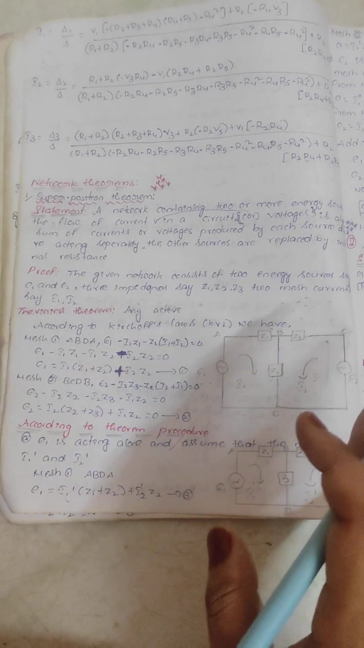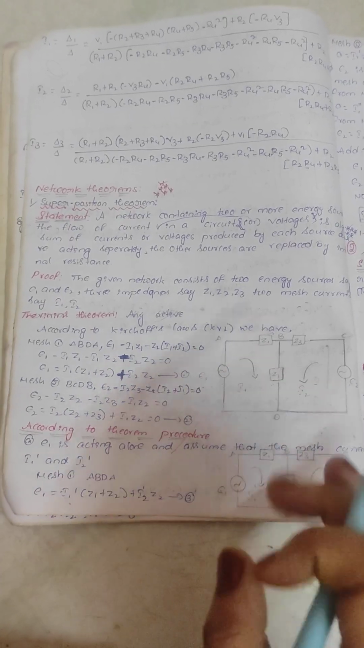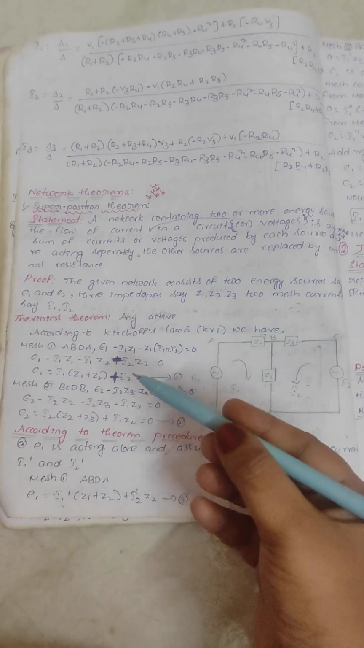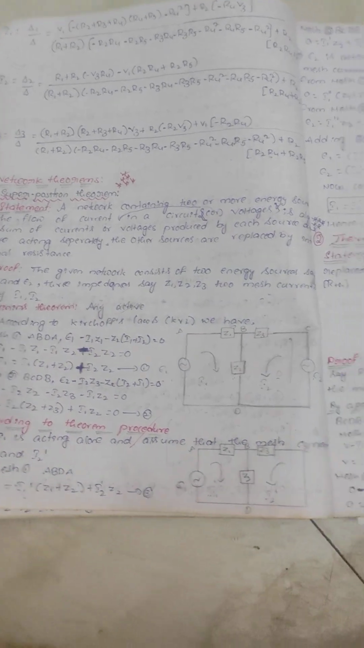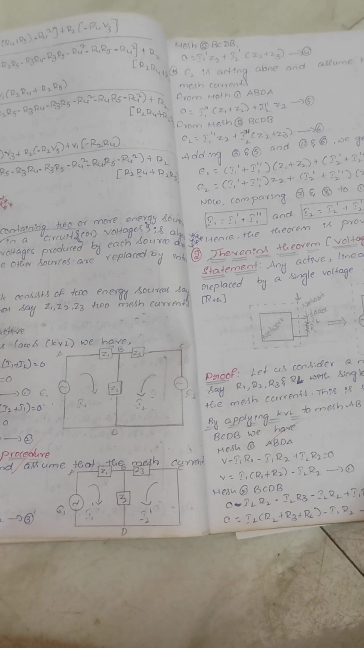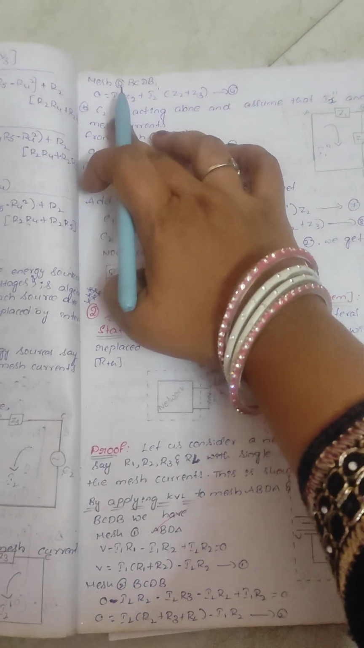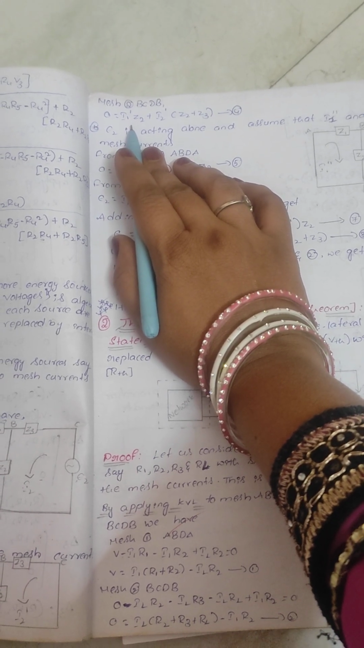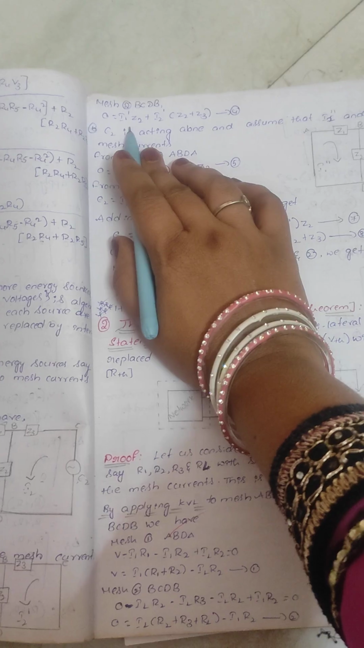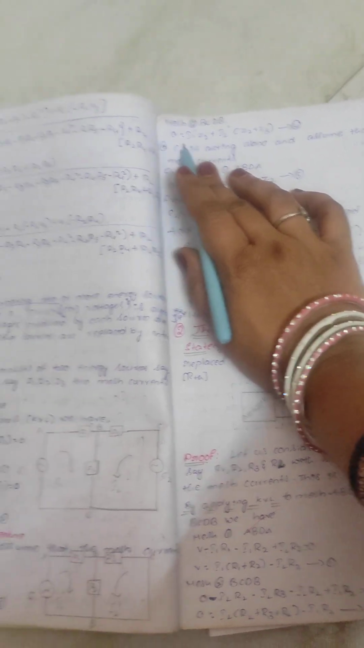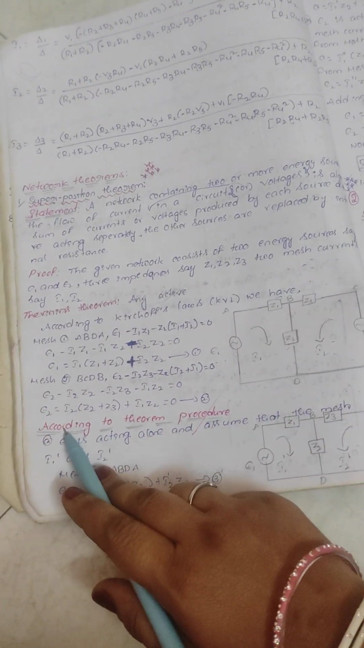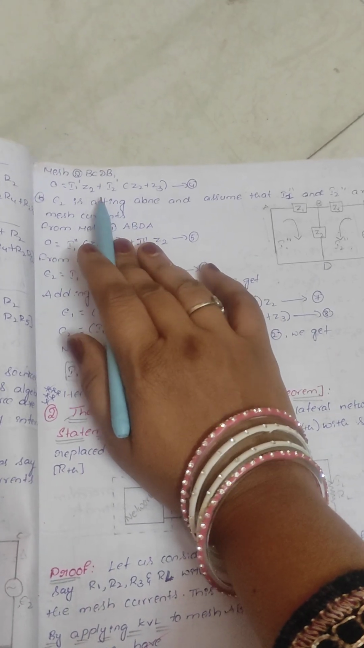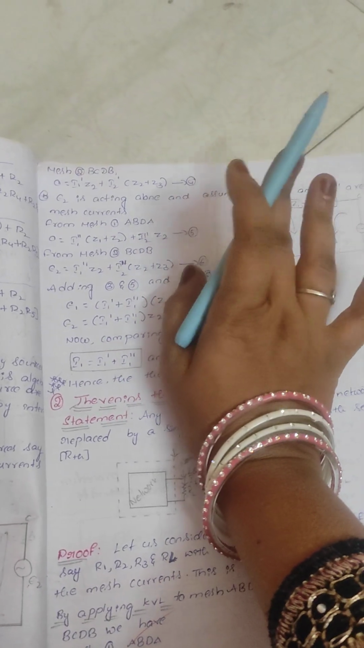Because here E1 is acting, that's why no changes in the ABDA mesh. Just we have written I1 as I1 dash, I2 as I2 dash. Next, coming to the equation, mesh 2, mesh BCDB: 0 is equal to... why is 0 coming here? Because here we are taking only one voltage, that's why we are taking the other voltage as 0. 0 is equal to, second equation same, I2 dash into Z2 plus Z3 plus I1 dash Z2. See here, I1 dash Z2 plus I2 dash into Z2 plus Z3. This is equation 4.